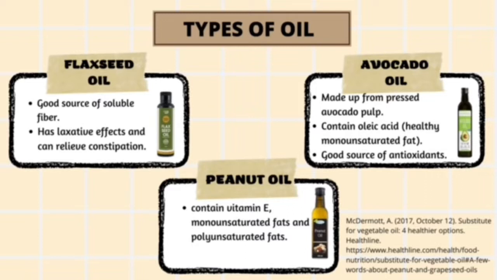Then, avocado oil. Avocado oil is made from pressed avocado pulp. It contains oleic acid, which is a type of healthy monounsaturated fat. It is also a good source of antioxidants. Lastly, peanut oil. Peanut oil contains vitamin E, monounsaturated fats, and polyunsaturated fats.